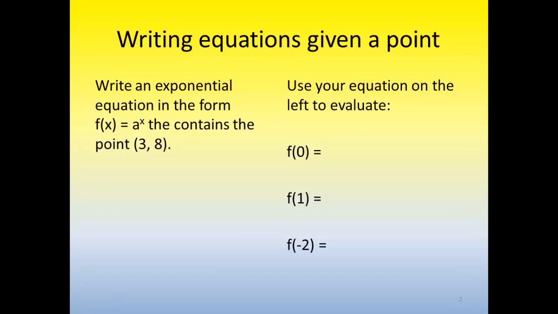Alright, for our first equation, we're going to be given a point and we want to write an exponential equation that is in the form f of x equals a to the x power, and we're given the point (3, 8). So we know that 3 is going to represent our x value, so I have a to the third power, and 8 represents the value of this, or the output, our y value. So from here, if I needed to solve for a, I would solve using the cube root of both sides. So that's going to give me 2 equals a.